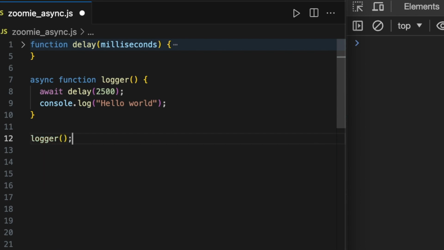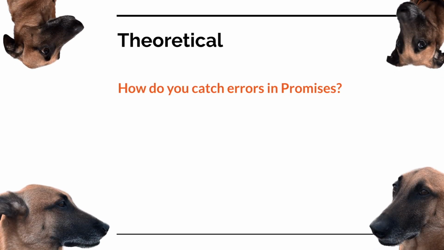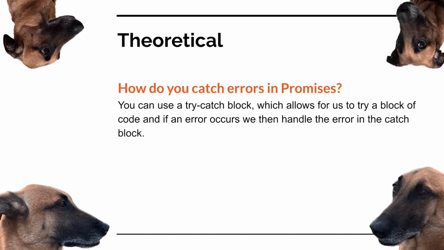Now, I'm going to hit save right now, and what we will see is that there will be a quick delay before the function is resolved. Cool, on to some theoretical questions. How do you catch errors in promises? You can use a try-catch block, which allows for us to try a block of code, and if an error occurs, we then handle the error in the catch block.